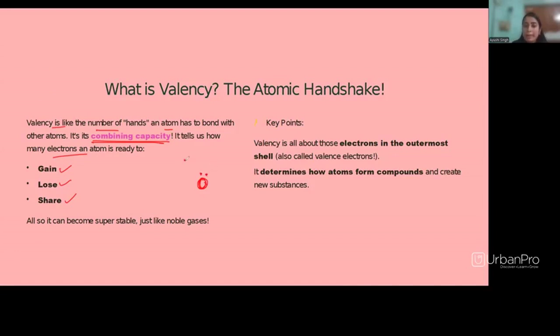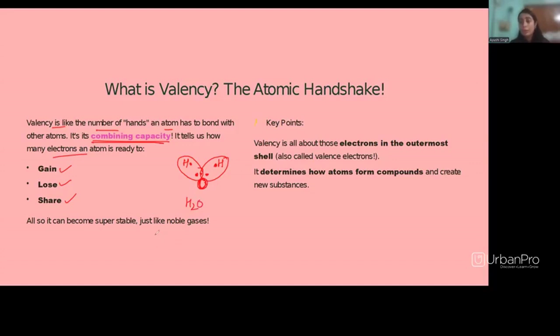Now, a combining capacity of hydrogen is 1. So oxygen will share its 1 electron with hydrogen and make a bond here. But still 1 electron is left, right? Because its capacity is 2. So 1 hand is left. It is making a bond with hydrogen with 1 hand, so it will take another hydrogen. Just like that alien did, right? You and your friend, it was shaking hands with both. So oxygen also can do the same thing with hydrogen. So that is how H2O will be made.